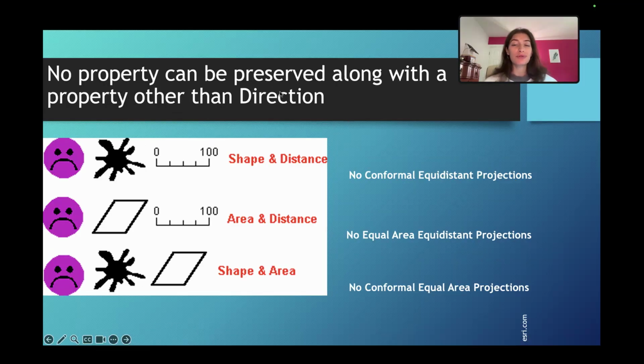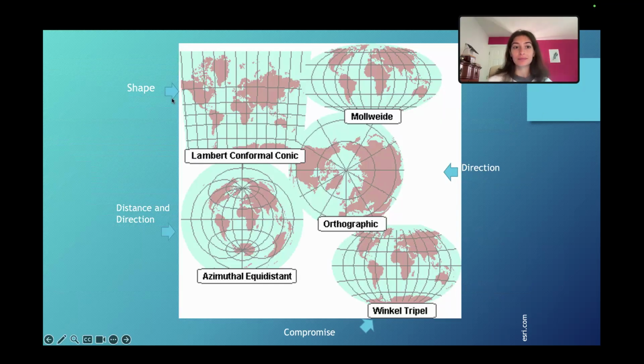So no property can be preserved along with a property other than direction. So there's no such thing as a conformal equidistant projection, an equal area equidistant projection, or a conformal equal area projection. So I'll just slide past this one.